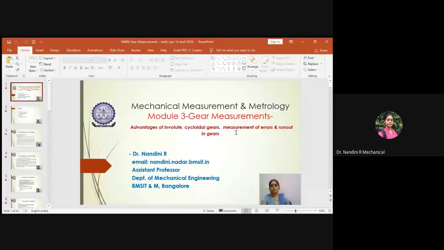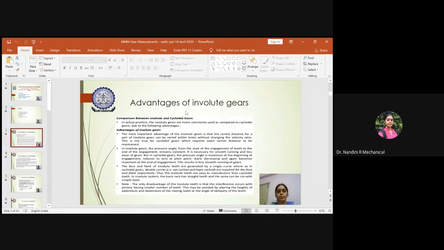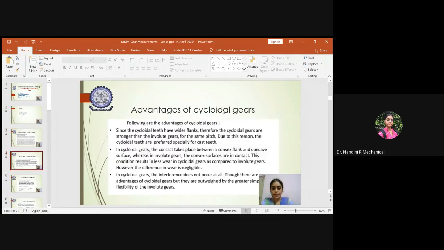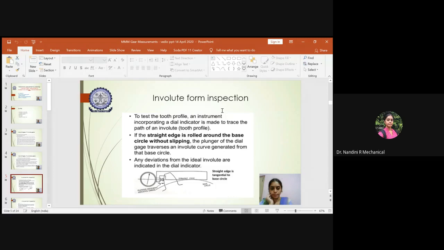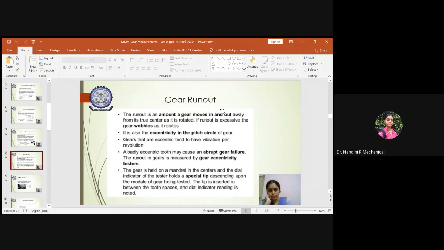Right, so we dealt with gear measurements. Basically, we spoke about what you mean by gear, its classifications, the advantages of involute gears, right? And then we spoke about what you mean by the involute form, so how it will be inspected. So involute form inspections we dealt with, and also we studied what you mean by gear runout, and what we have to do when gear runout occurs.